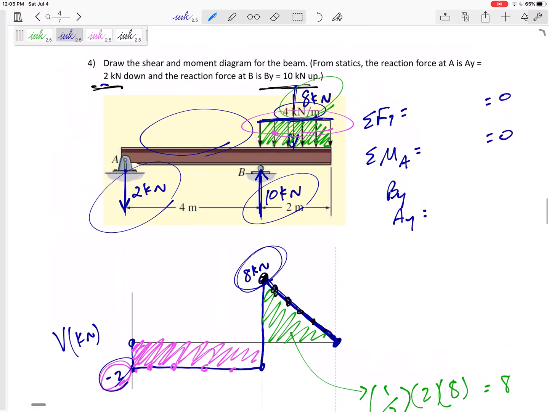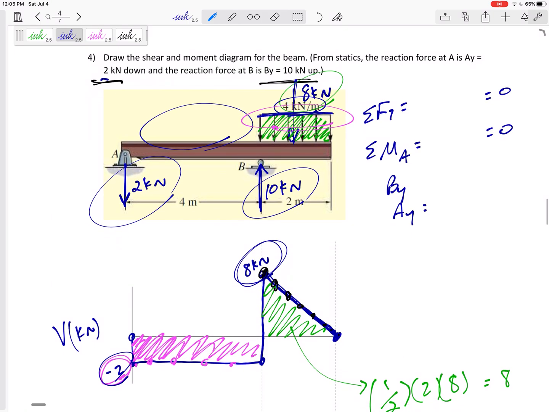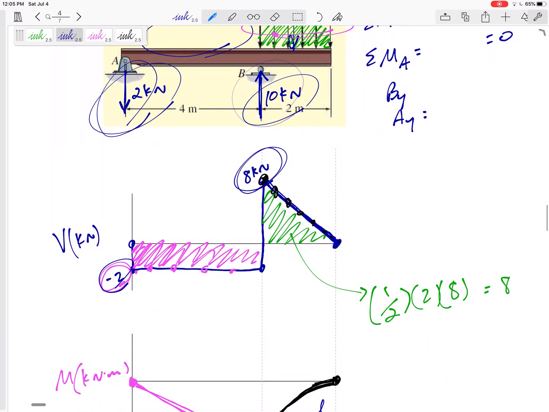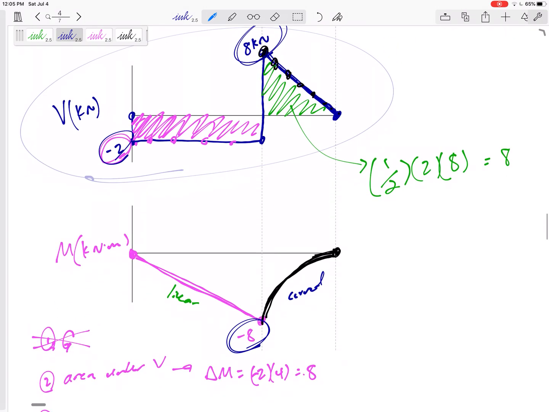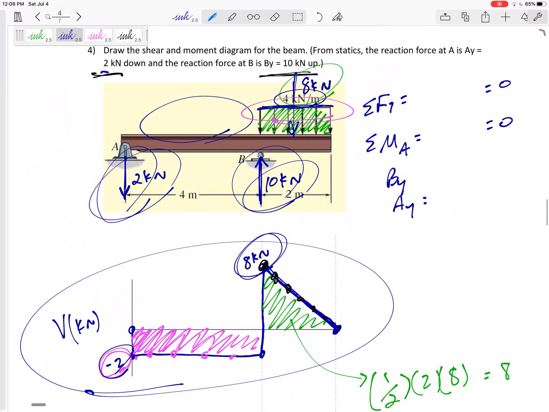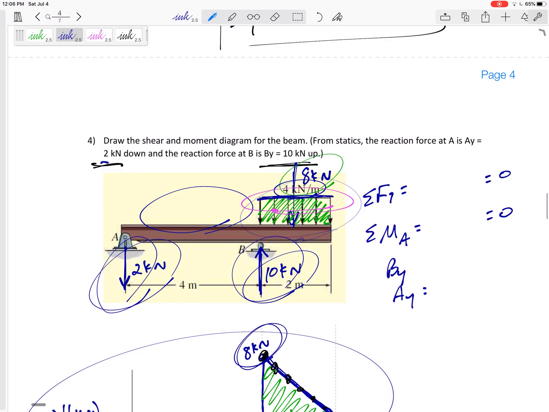Okay? All right, so since this is not a real mechanics of materials class, I'm not going to give you a tough shear moment diagram. And I'm going to give you the statics. And so you just have to draw the V, draw the M, be able to handle distributed loads, be able to handle triangular distributed loads.